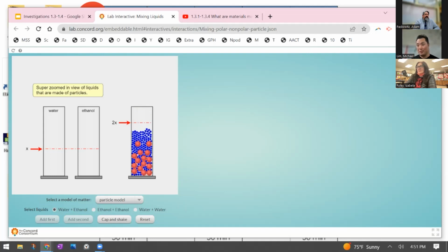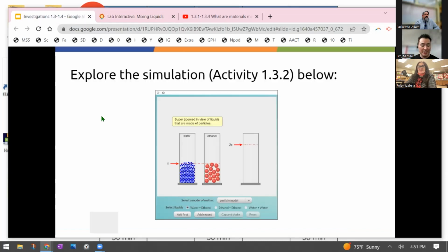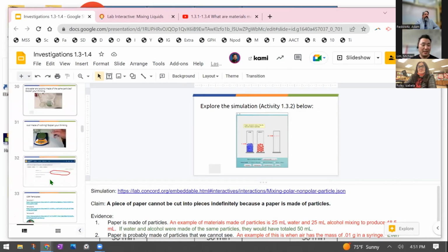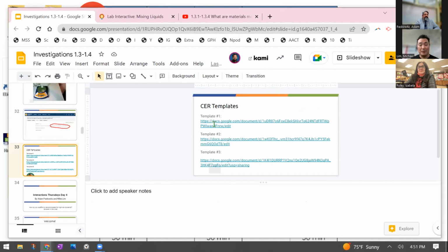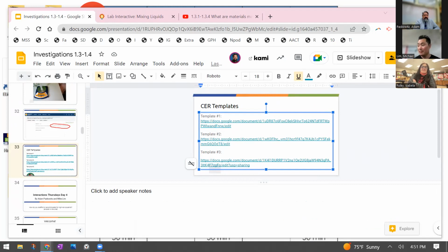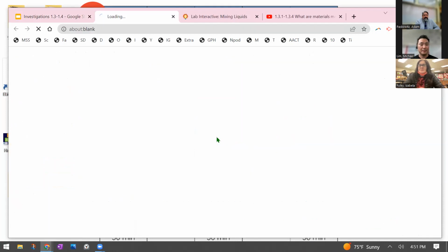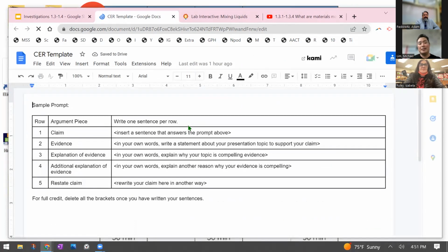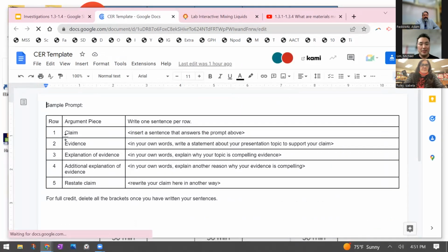I'm going to go ahead and show you where this is all going in case I'm losing some of you. So in today's presentation, there are going to be 3 templates that you can use for claim, evidence, and reasoning. And the first box can be filled with the alcohol and water phenomenon. So this is the first template. All right, so everyone go ahead and join there. And this is something I like to use because it's easy for students to follow. I tell them, go to row 1, everybody.